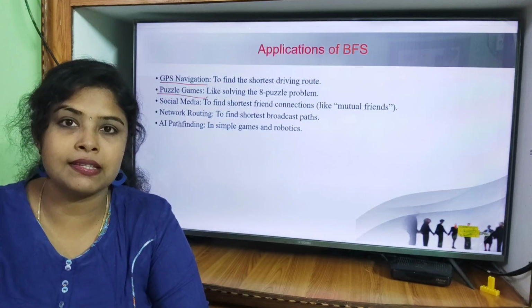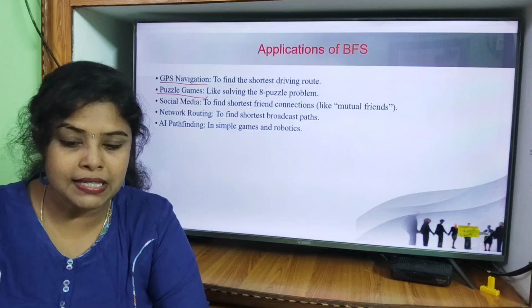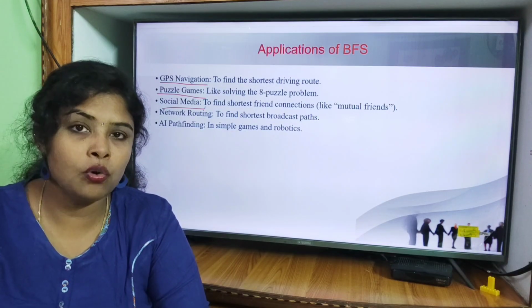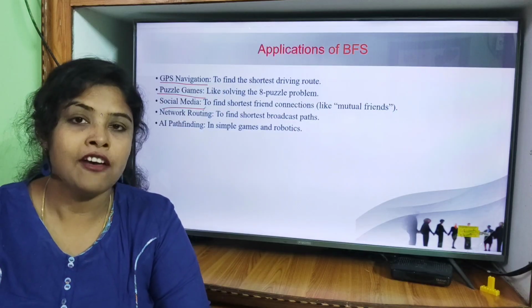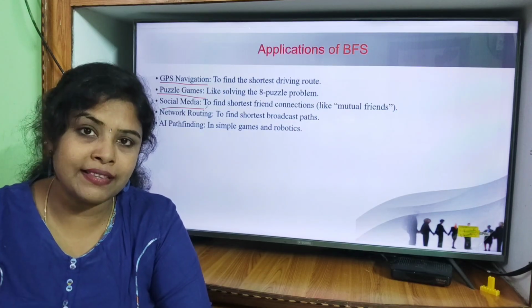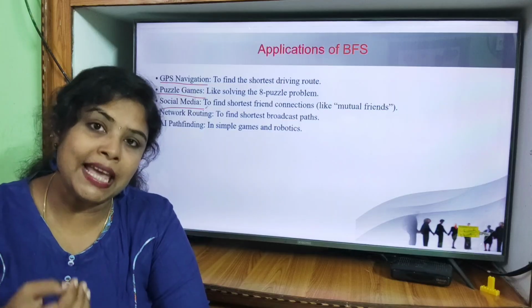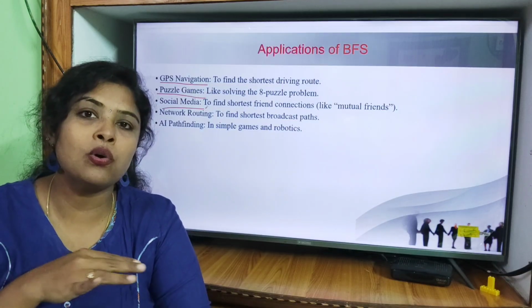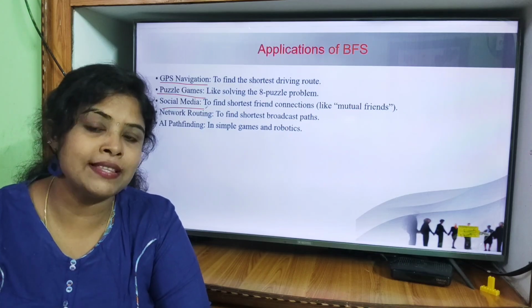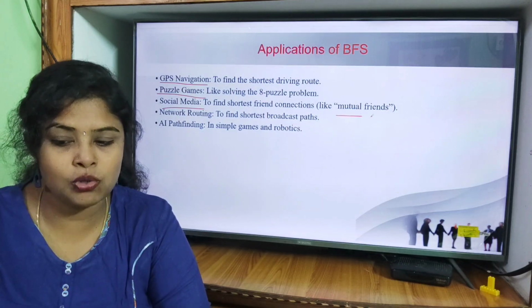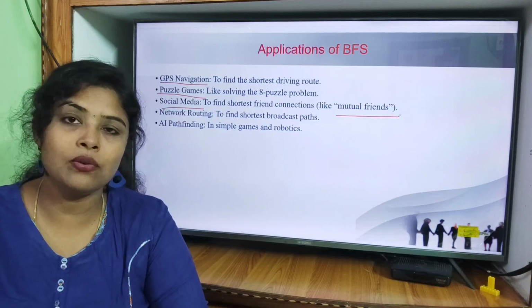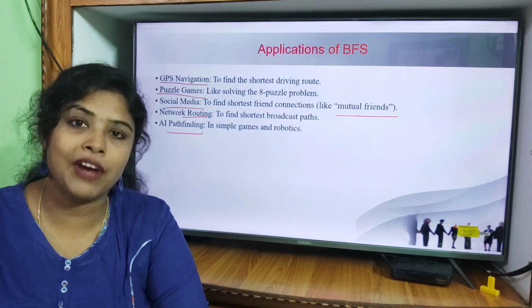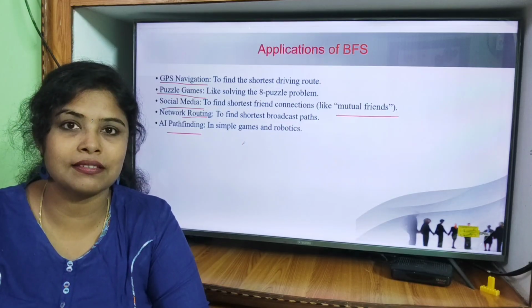Coming to puzzle games, BFS helps us to solve puzzle games like the 8 puzzle problem. And in social media, in order to find mutual friends, first it needs to explore the friends of one particular person. Then it needs to go to the next level and explore that person's friends. So it will go level by level and explore all the friends and suggest that these are the mutual friends. That is also a commonly used application of BFS. And in network routing and AI path finding also, we use BFS.